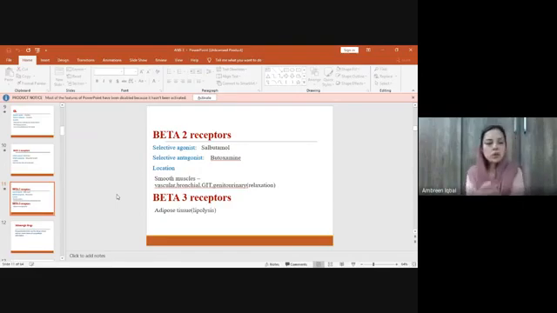We may revise all these receptors: alpha 1, alpha 2, beta 1, beta 2, and beta 3. Alpha 1 is present on the vessels, GIT, sphincters of the bladder, and liver. Alpha 2 is present on platelets, pancreas, and nerve terminals. Beta 1 is purely present in the heart. Beta 2 is present on the vascular smooth muscles, GIT, and bronchial smooth muscles. Beta 3 is present on the adipocytes.